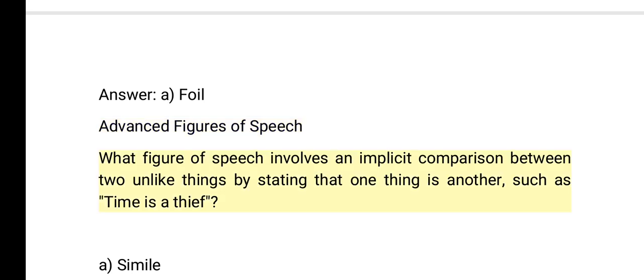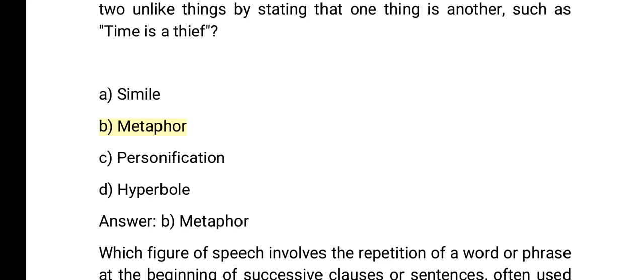Advanced figures of speech. What figure of speech involves an implicit comparison between two unlike things by stating that one thing is another, such as time is a thief? A. Simile. B. Metaphor. C. Personification. D. Hyperbole. Answer. B. Metaphor.